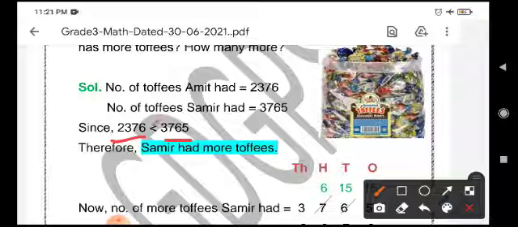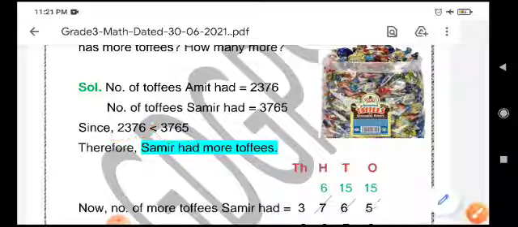Then you will put the crocodile. The crocodile will have its mouth open towards the bigger number, and we all know the bigger number is 3765, okay, and 2375 is smaller. So who has more? Samir. Samir had more toffees, okay, because 3765 is greater than 2375.